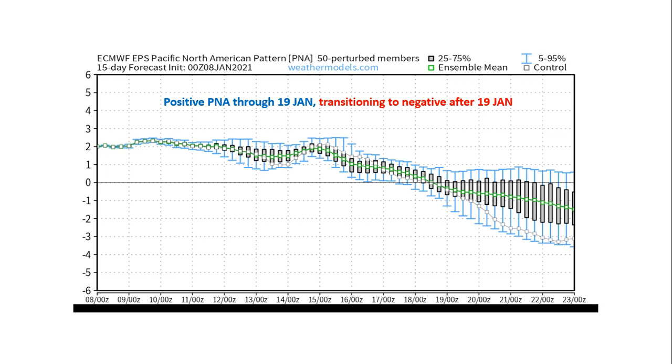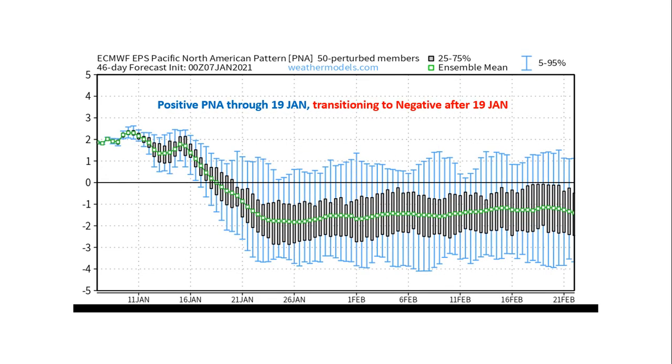That will transition to a negative phase after 19 January, according to this model. The PNA will go negative. European EPS PNA, 50 perturbed members, 46-day forecast. A little bit longer range here, out through about the 22nd of February, showing a positive PNA all the way through about the 19th of January. Very similar among the models, transitioning to negative PNA after 19 January.